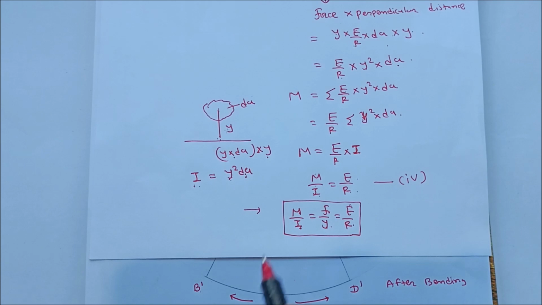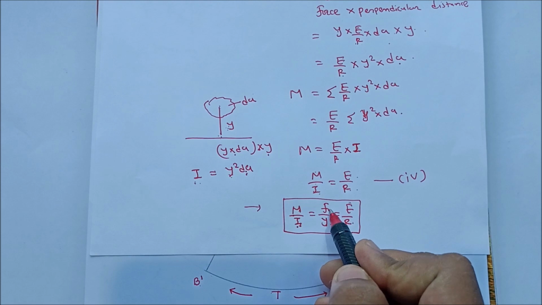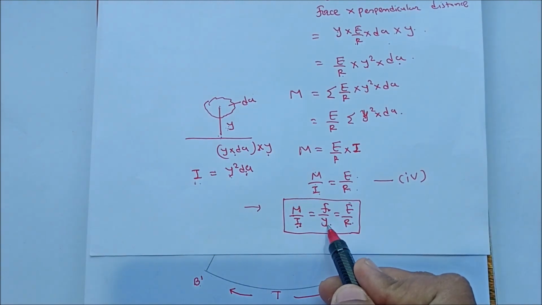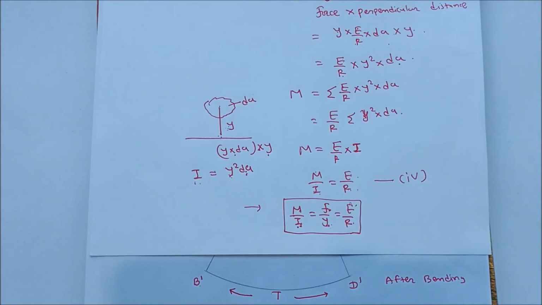What is the meaning of M? M is the moment of resistance. I is the moment of inertia. F is the bending stress. Y is the distance from the neutral axis. Capital E is the modulus of elasticity, and R is the radius of curvature. So in this way, we easily derive the equation of bending stress.